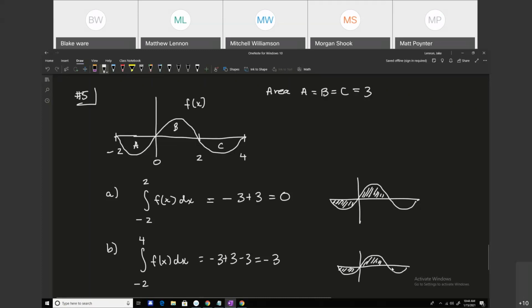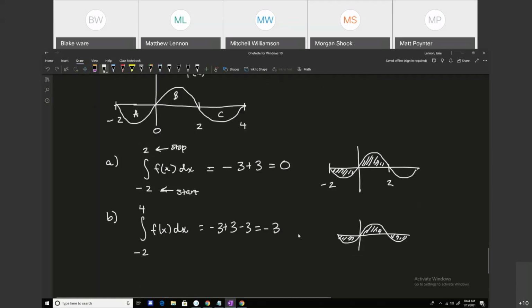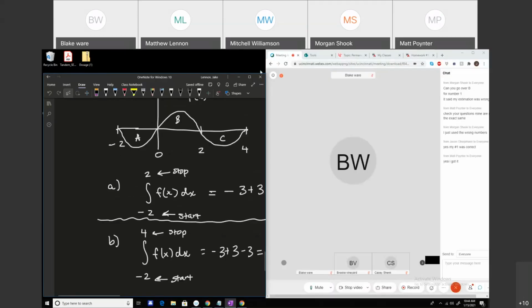The numbers above and below the integral tell me where to stop and where to start. So this is -2 and this is +2. This is my start value and this is my stop value. And the same thing down here. This was -2 and this is 4. Again, this is my start and this is my stop. So did that clarify? Yeah, I got it now. Thank you. You're welcome.